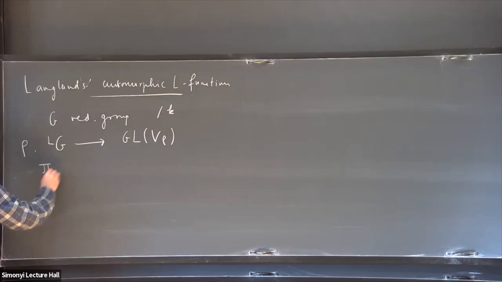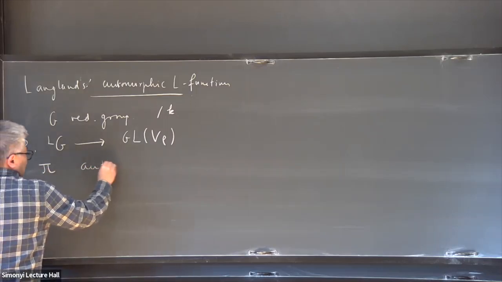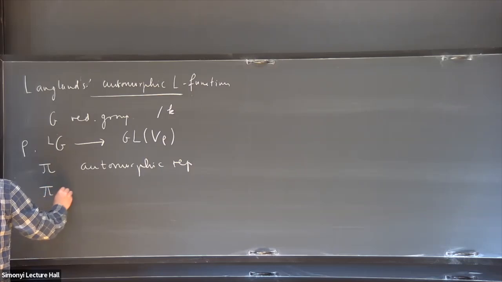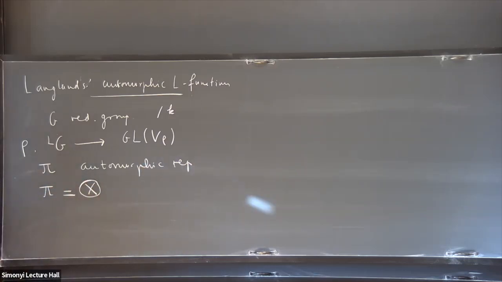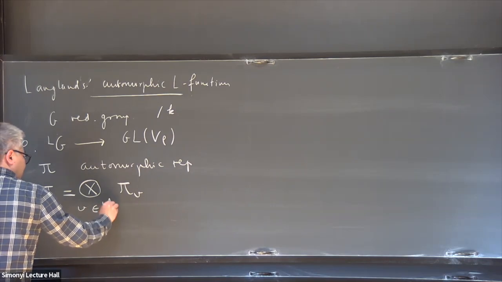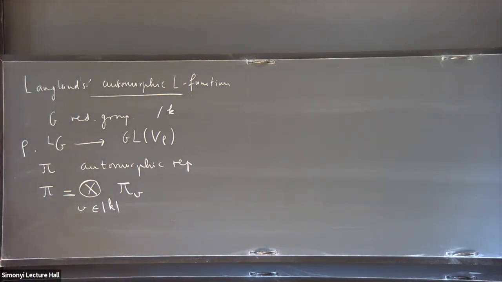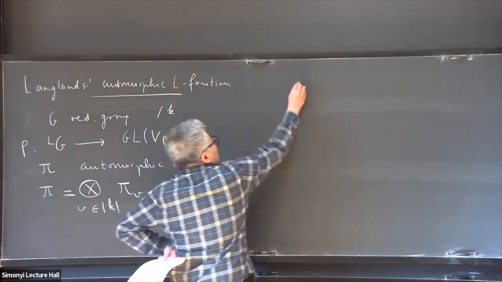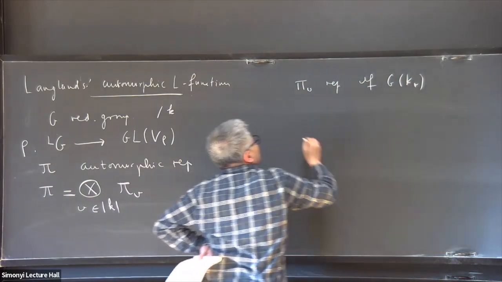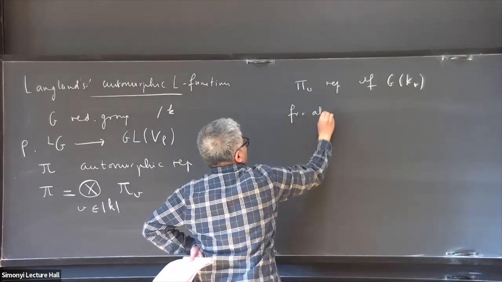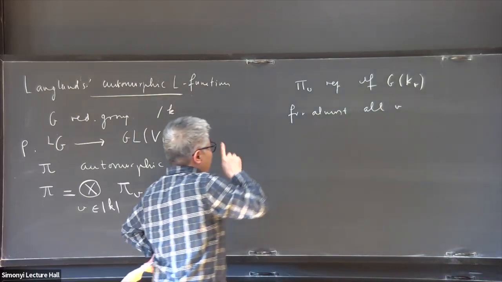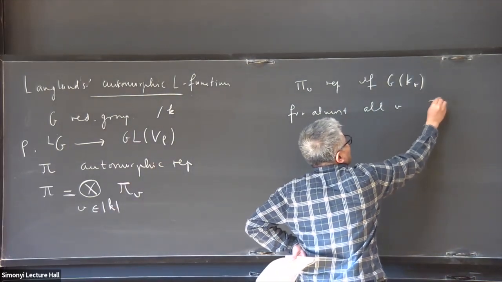now we have pi automorphic representations. You can write this roughly as a product of local representations, running through the set of places of the global field. So this is a representation of G of K_v, the completion at v, and for almost all non-Archimedean places v, pi_v is unramified.